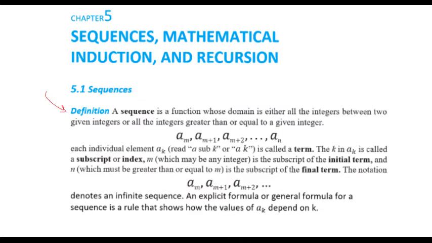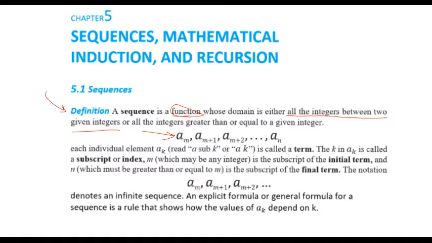So, a sequence is a function whose domain is either all the integers between two given integers or all the integers greater than or equal to a given integer. So there are two cases. In the first case, the domain of a sequence, which is a function, is all the integers between two given integers. So let's see this example.